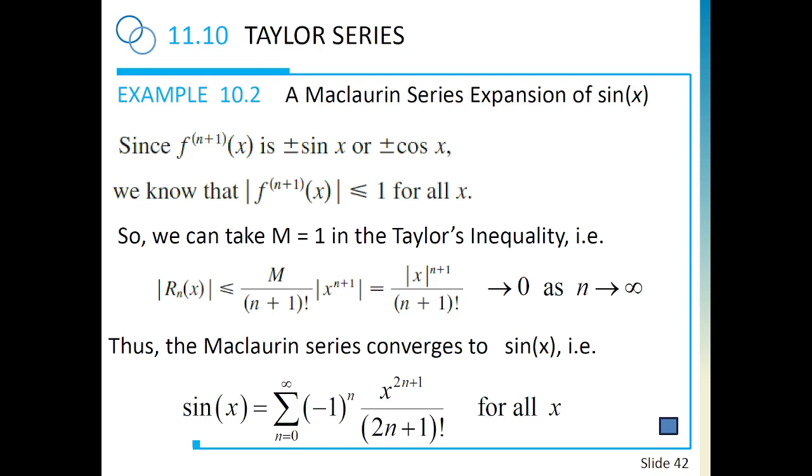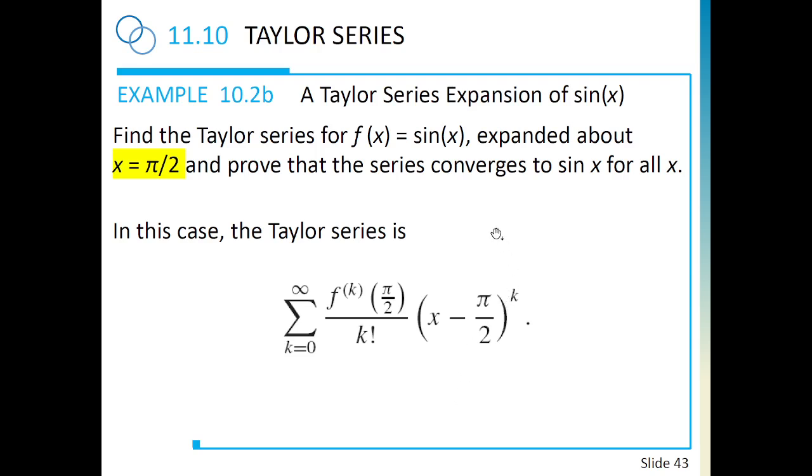So the process is very straightforward. Maybe the only long part is to get the derivatives, evaluate them, and recognize the pattern a little bit. Now I'll use sine x again, but this time I will expand around center pi over 2. So the center of the series will be pi over 2 instead of 0. So what we will get is a different Taylor series. So let's see how we get it.